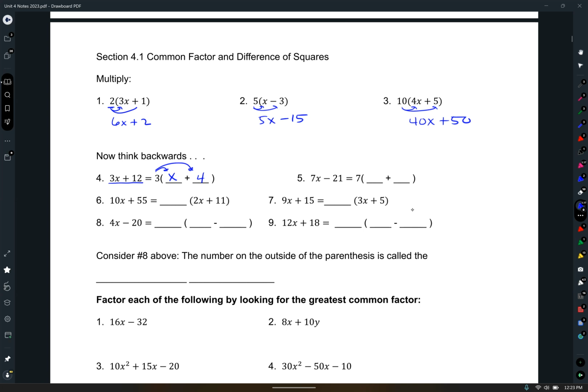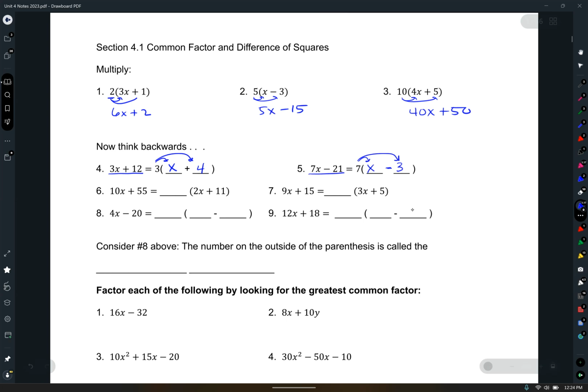So look at number 5. By the way, there's a mistake here on number 5. This should be a minus sign. Let me fix that. So again, if I know that the 7 is out in front, and I'm going to end up with this 7x minus 21, then does it make sense that I know the first term would have to be an x, and the second term would have to be a 3. That way, when you distribute the 7, you'll end up with the 7x minus 21.